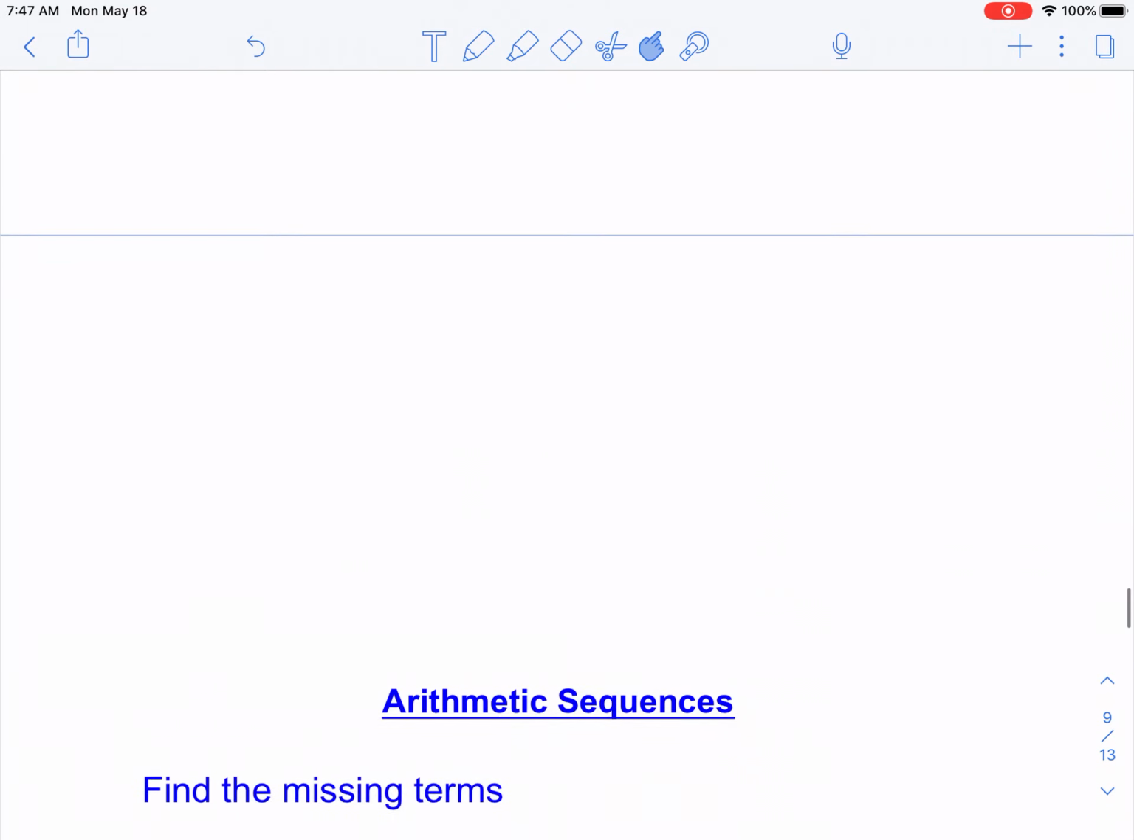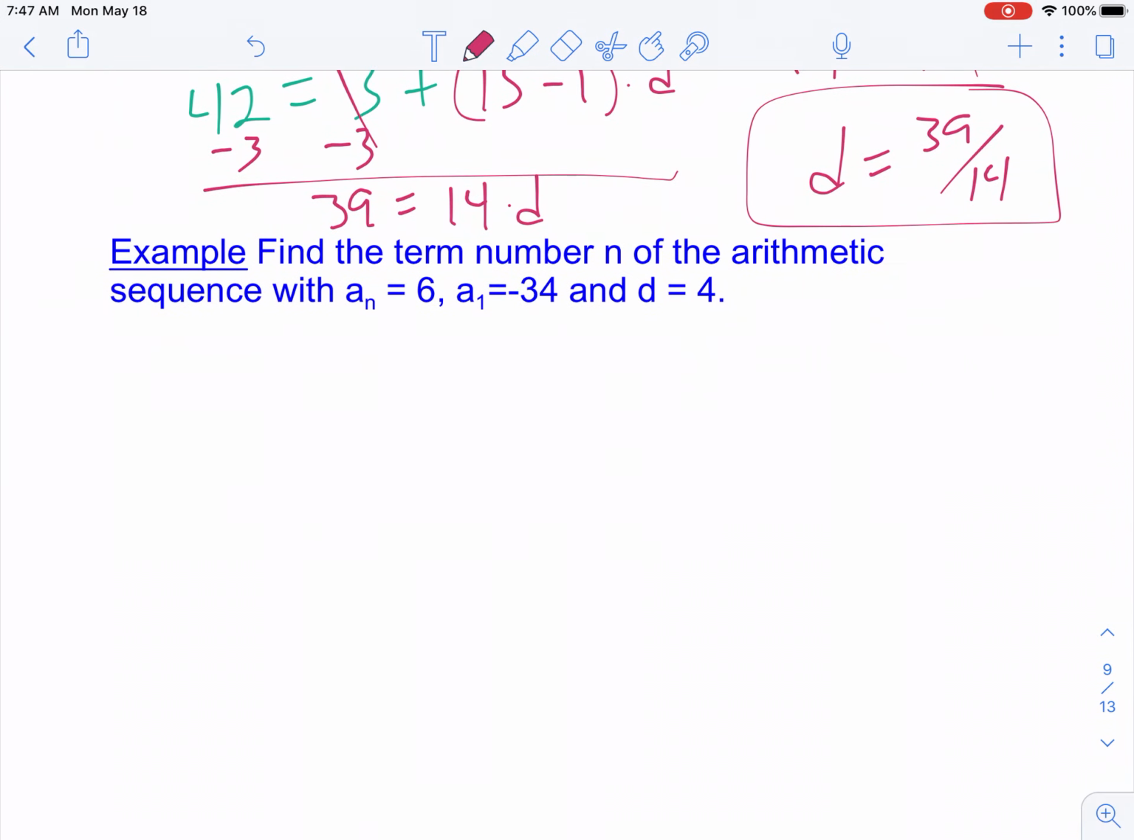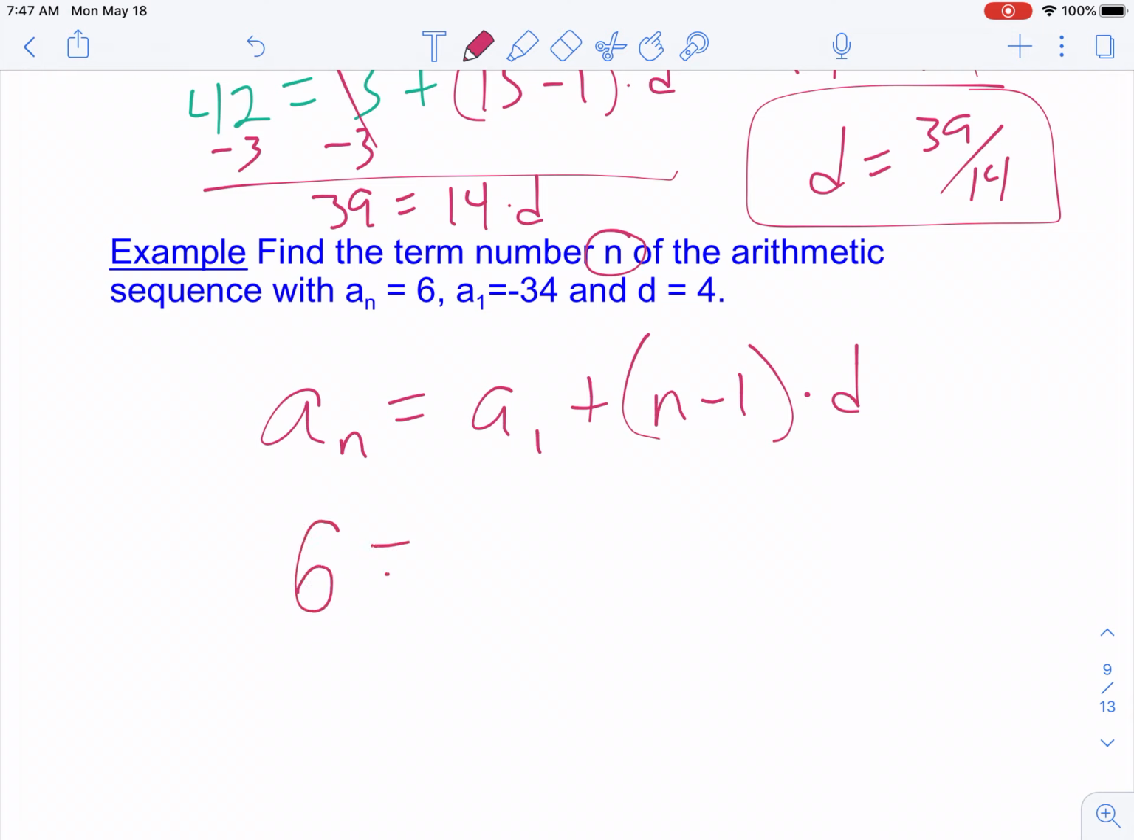Alright. Last one. Find the term number n. So find an here, or solve for n, I'm sorry. Here's our equation. It wants us to solve for n, so we're not going to know n. We're going to plug everything else in. an equals 6, so the 6 goes here. a1 is negative 34, so the negative 34 goes here. We don't know n. We do know d.